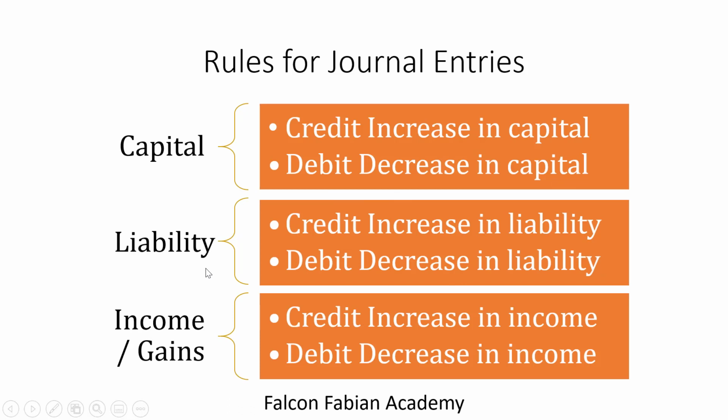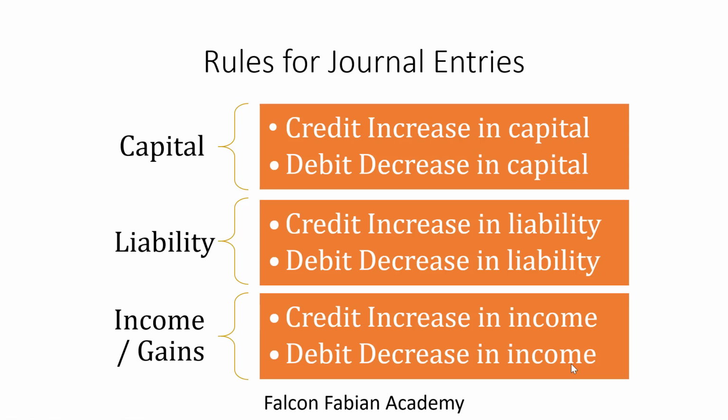The rule for liability or liabilities is credit increase in liability and debit decrease in liability. So whenever there is increase in liability, it needs to be credited. And whenever there is decrease in liability, it needs to be debited. So example of liability is borrowing. Whenever the business is going to borrow or take a loan, your liability is increasing. Therefore, it needs to be credited. And when the business repays this loan, your liability is decreasing. Therefore, it needs to be debited. The rule for income and gains is credit increase in income and debit decrease in income.